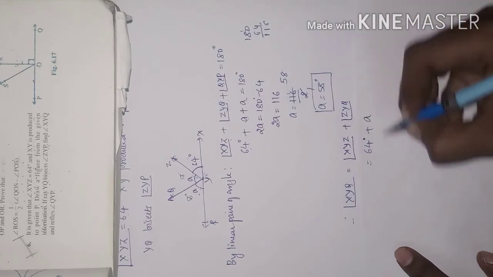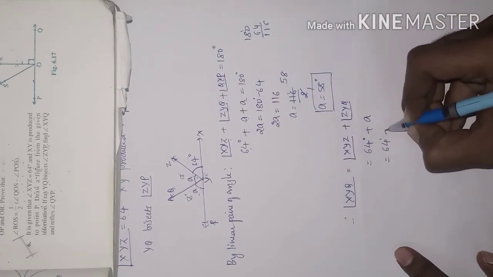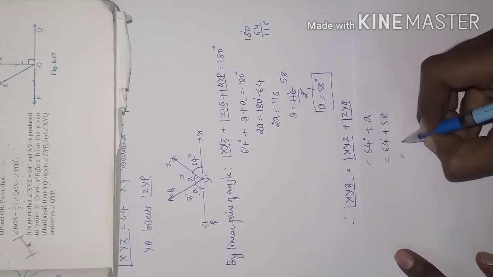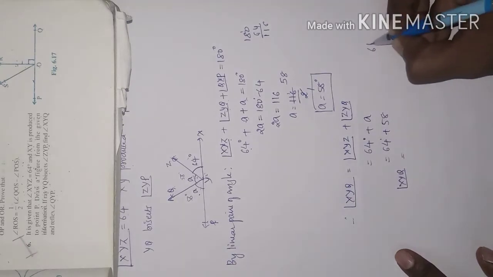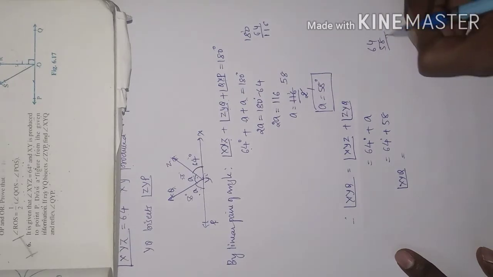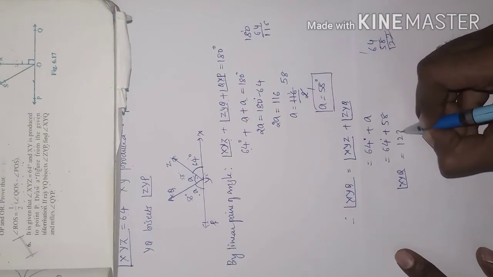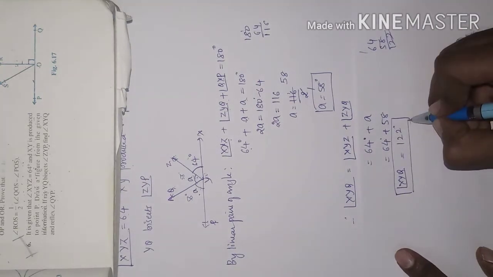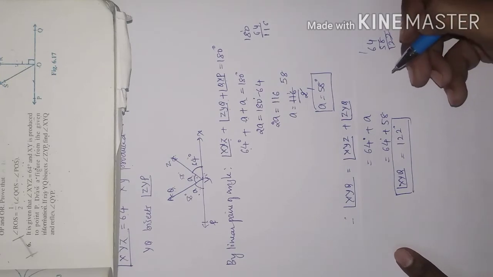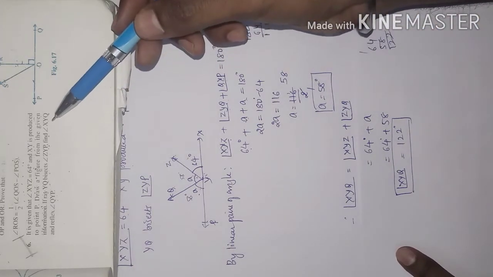A, so we keep 64 as it is. What is the A value? 58 degrees. Add both, 64 plus 58, and we will get the answer. 4 plus 8 is 12, 1 carry. 122 is the answer. So this is the angle XYQ. Let us do the next part of this same question on the next page.